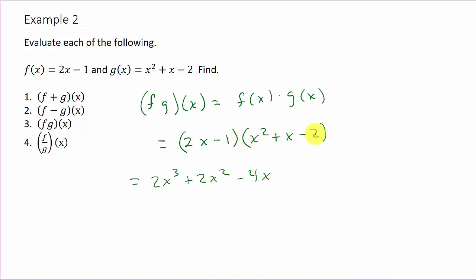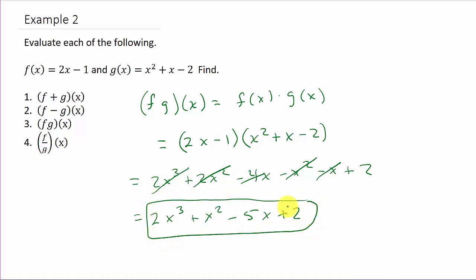And then I'm going to multiply the negative 1 times each term. So negative 1 times x squared is negative x squared. Negative 1 times x is negative x, and negative 1 times negative 2 is positive 2. And then I'm going to combine like terms, so I get 2x cubed, and then let me mark these out as I do them. 2x squared minus x squared, that's going to give me x squared, and then negative 4x minus x is minus 5x, and then I've got the plus 2. And there's your answer. Alright, now let's look at the division.